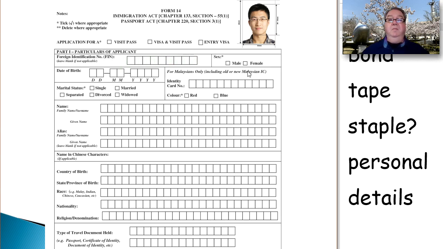Sex, male or female. All of you can answer that question. Okay. So tick where appropriate. So you would tick in the box. Put a check mark in whichever one you are. Date of birth, and sometimes we'll abbreviate that.